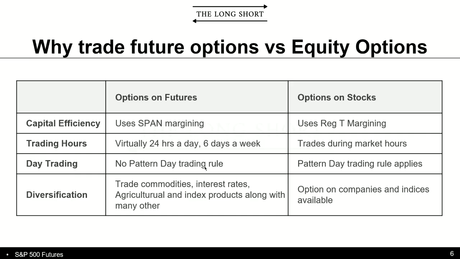Futures trade 24 hours a day. Actually, this should say 23 hours a day because there's a 1 hour maintenance period every day, so I'll change this. Sorry, it's 23 hours, and it's off on Saturday. They finish trading on Friday at 5 p.m. Eastern, 2 p.m. Pacific, and then they open up on Sunday at 3 p.m. Pacific, 6 p.m. Eastern.